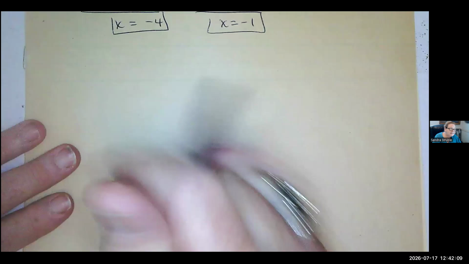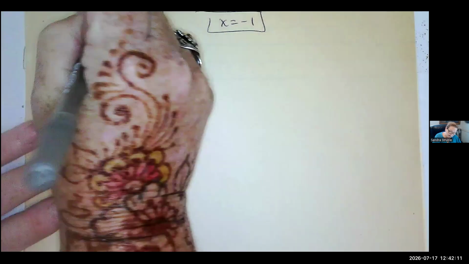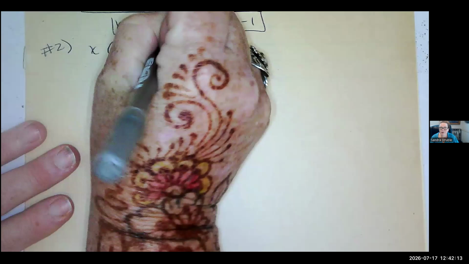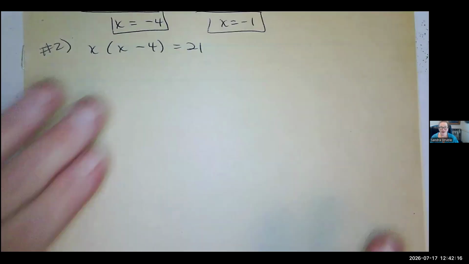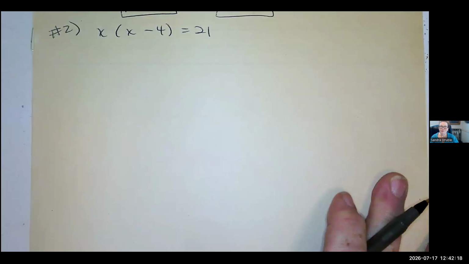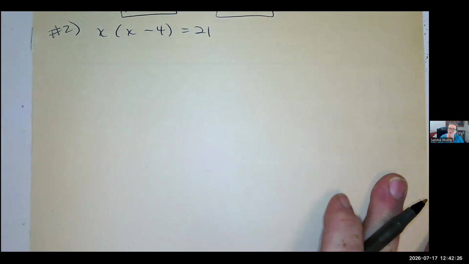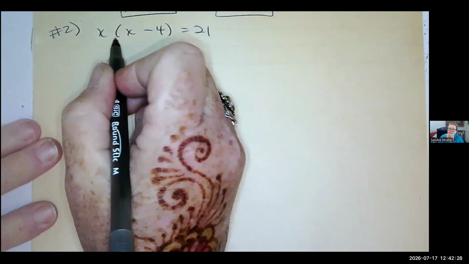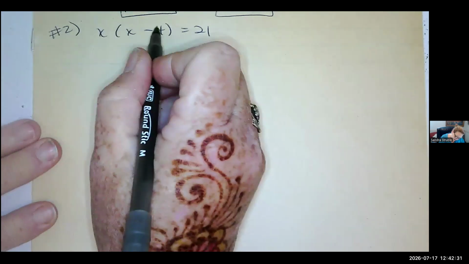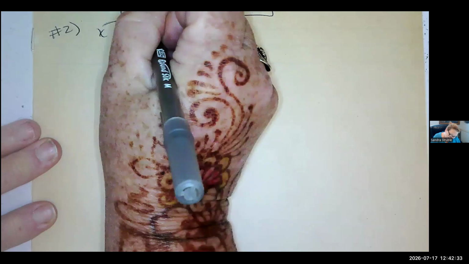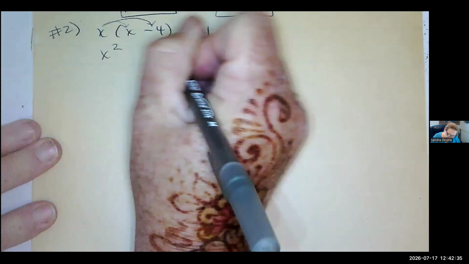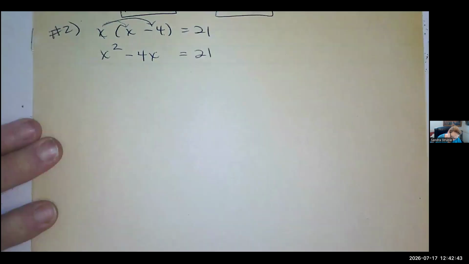And that is x times (x minus 4) equals 21. I can't tell you how many students will say, oh my God, it's already factored. I can just set x equal to 21 and x minus 4 equal to 21. No, please don't do that. That is wrong. It has to be equal to 0. So first thing I'm going to do is go ahead and distribute my x to my binomial. So that's x squared. X times -4 is -4x, still equaling 21. I'm now going to bring my 21 over to the other side. So I have 0 on one side of the equal sign.